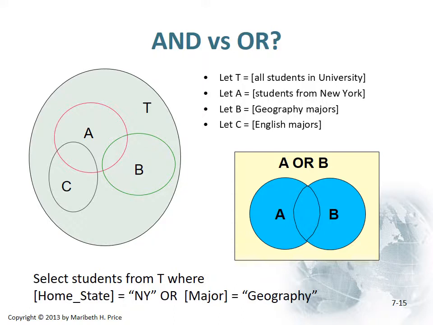Okay, so this AND OR is something to really be aware of when you're formulating a query, which one you're using and what you're going to get out of it in terms of the types of records that are going to be selected from your table.